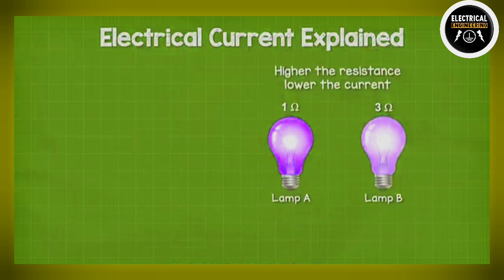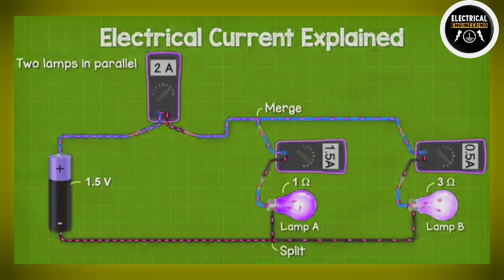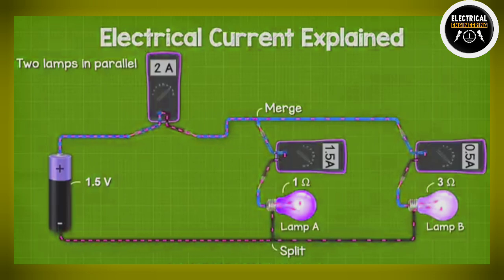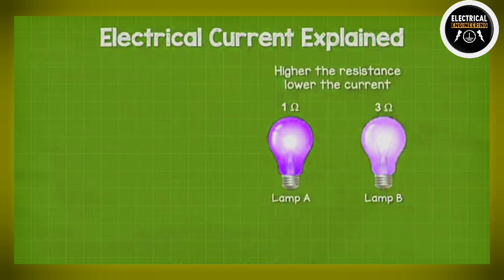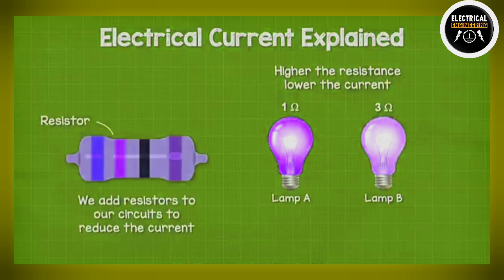That's because the resistance is higher, which makes it difficult for electrons to flow through. In both cases, the amps in the branches all add up and are equal to the total current flowing in the main wire to and from the battery. Therefore, we can add resistors to our circuits to restrict how much current can flow.